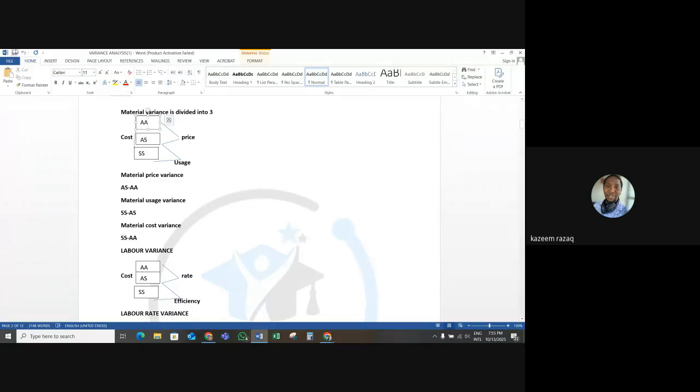All right. So now this AS and AA, which is for material price variance, it is AS minus AA. Now I usually put quantity on each of them. Please, are we together? Yes. So it should be quantity and price. Quantity and price. So actual quantity times standard price minus actual quantity times actual price. Which means AS minus AA will now be actual quantity multiplied by standard price minus actual quantity multiplied by actual price.